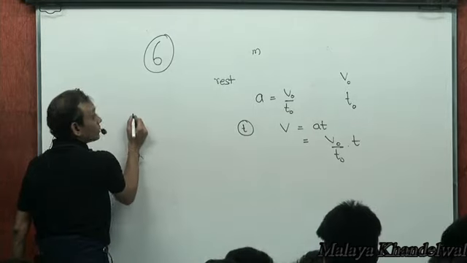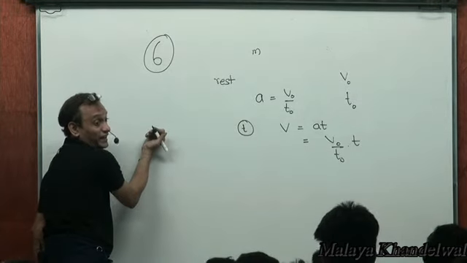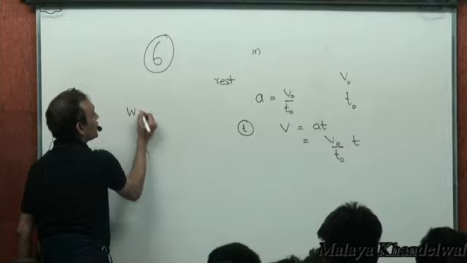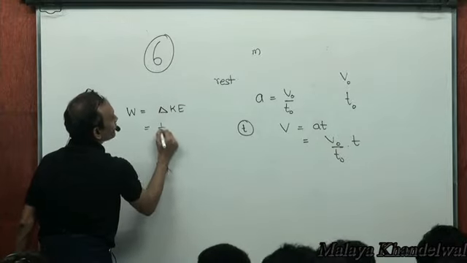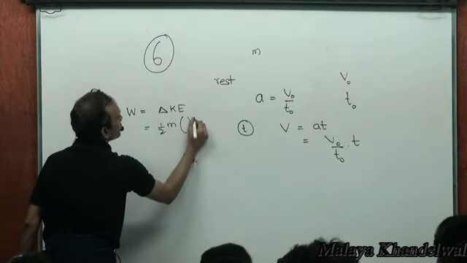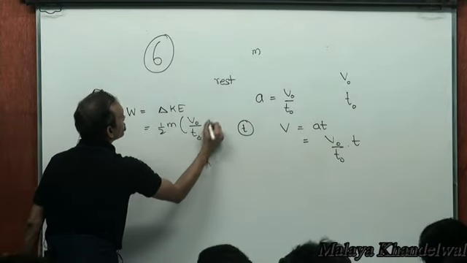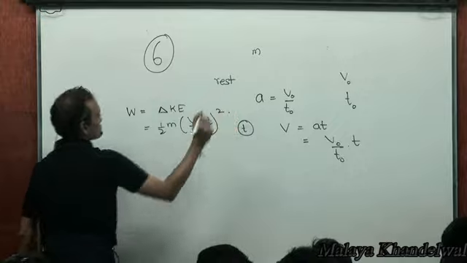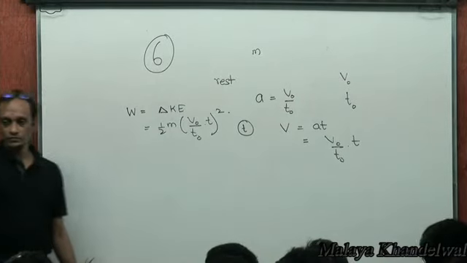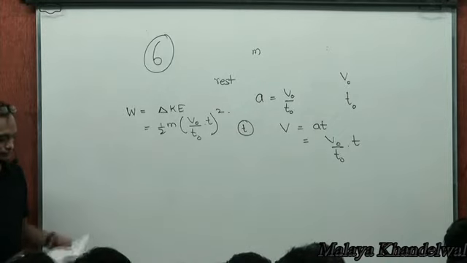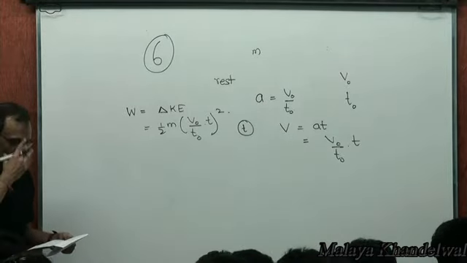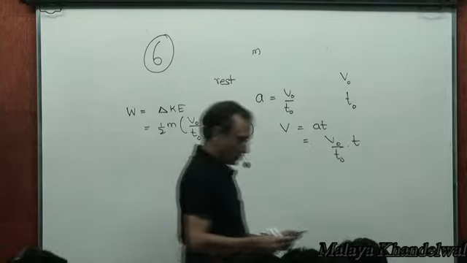So then the total work done would be change of kinetic energy. Work done is going to be change of kinetic energy, which would be half m v squared, means v0 by t0 into t whole squared. That's the change in kinetic energy, right? That's going to be the work done.